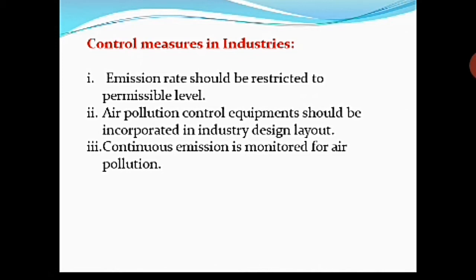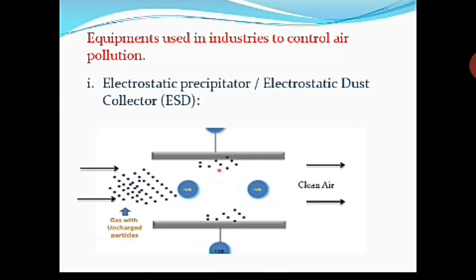Continuous emission is monitored for air pollution. The factory's air pollution should be continuously monitored, so that we can come to know whether the pollution is increasing or decreasing. In that accordance, we can take control measures. The different techniques that are used in industries to minimize air pollution, that we try to study.